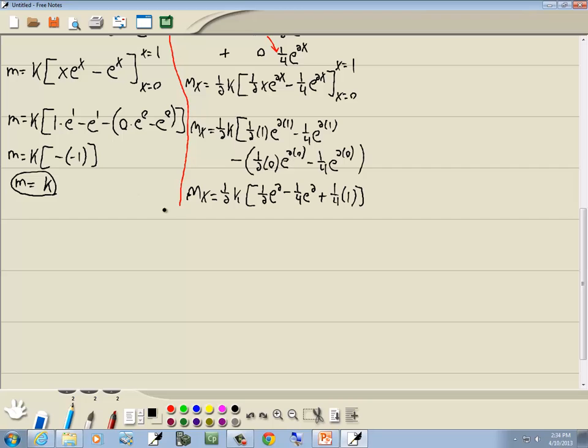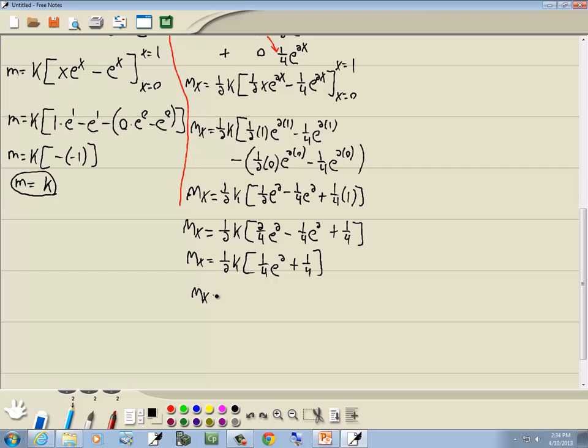Okay, so I want to get a common denominator here, since these are both e squared. So this becomes 2/4 e squared minus 1/4 e squared plus 1/4. So we got 1/2 k times 1/2. Wait, what am I doing? Scratch, scratch. Okay. 2/4 minus 1/4 is 1/4. So we got 1/4 e squared plus 1/4.